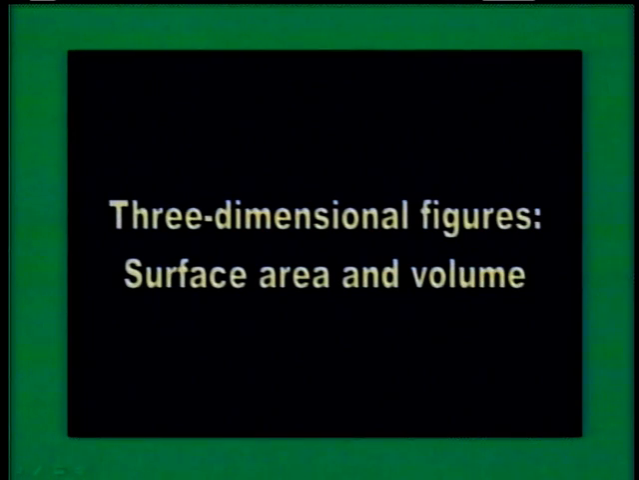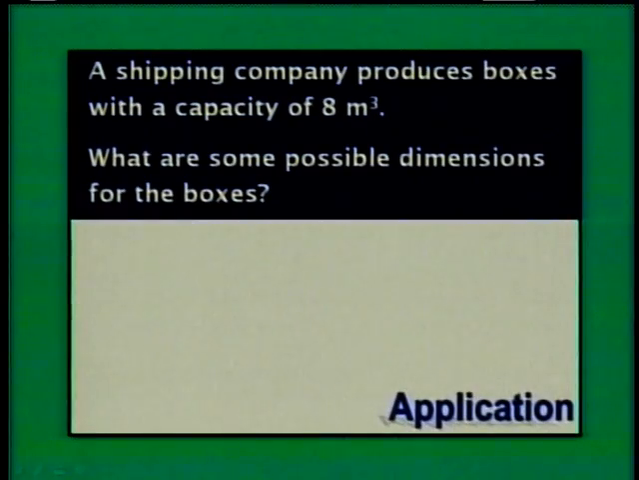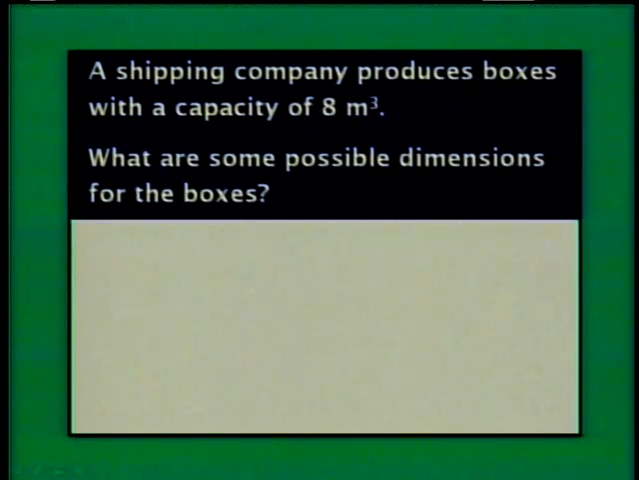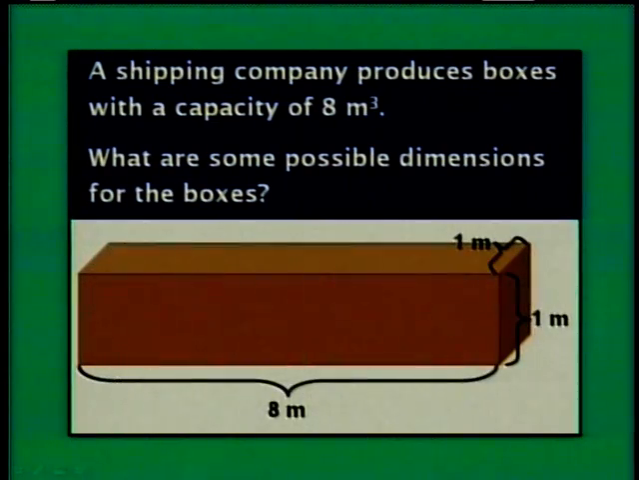I'm going to start with an application of volume. A shipping company produces boxes with a capacity of 8 cubic meters. What are some possible dimensions for the boxes? Well, one possible size is 8 meters by 1 meter by 1 meter. 8 times 1 times 1 is 8. Meters times meters times meters is cubic meters.